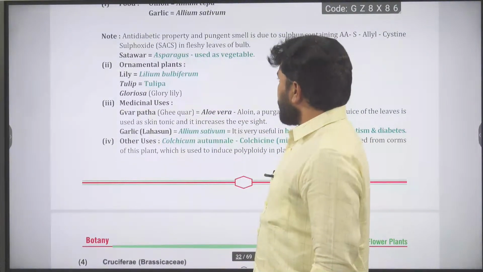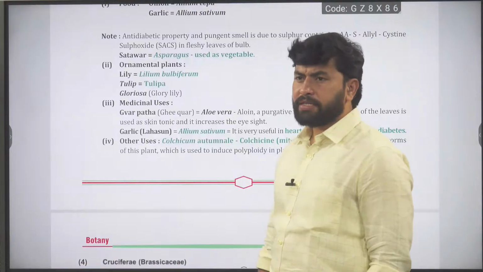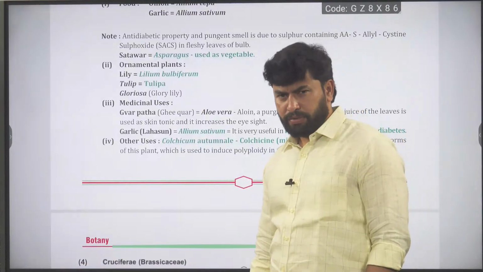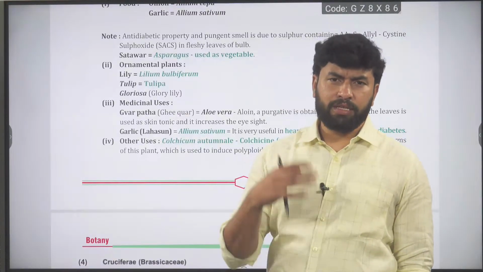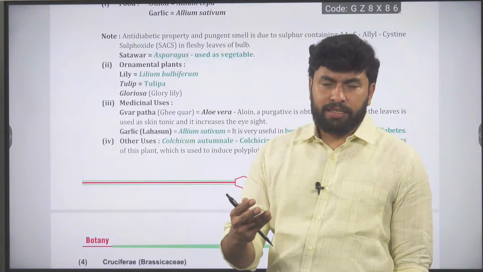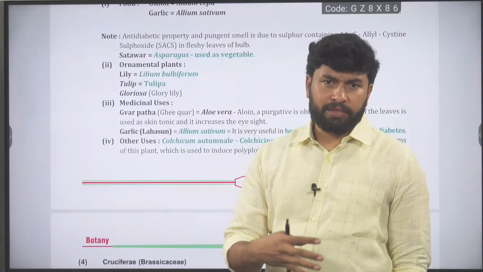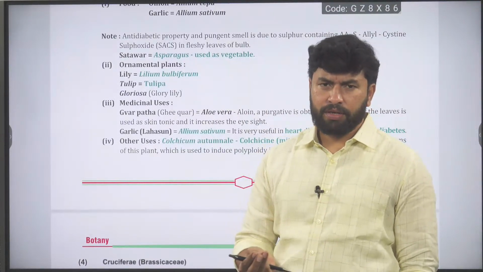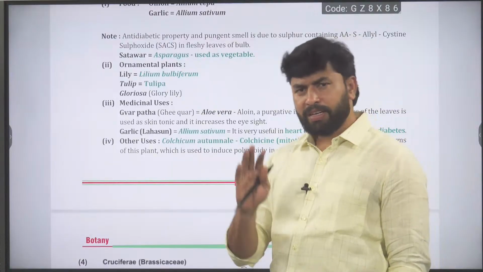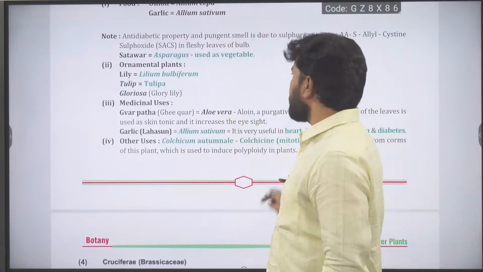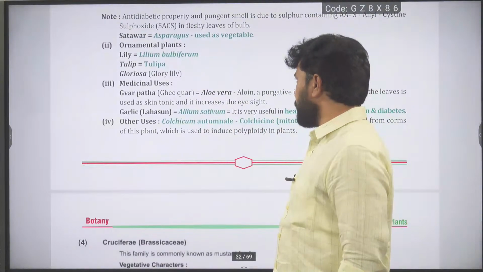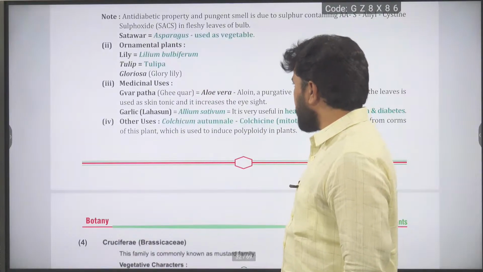Asparagus is used as a vegetable. We don't use it very often in South India, but in North India and some northeast states, they often use this asparagus. Mostly this asparagus grows in cold climatic conditions. That's why in that area they often use it. Ornamental plants: lily, tulip, Gloriosa superba.